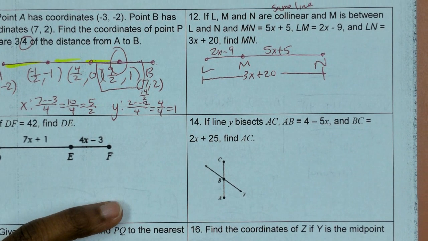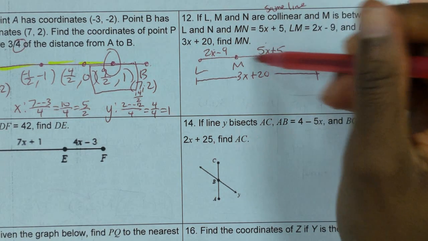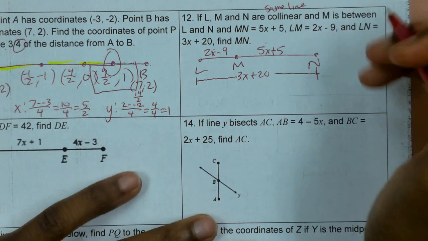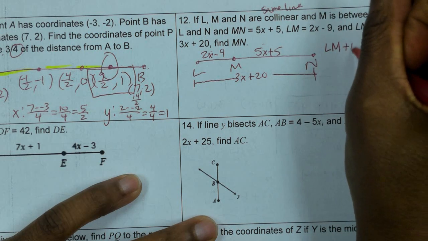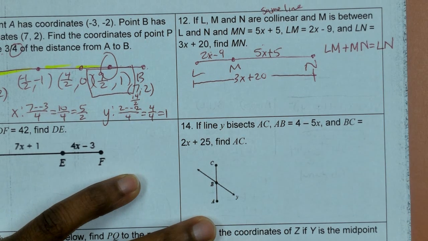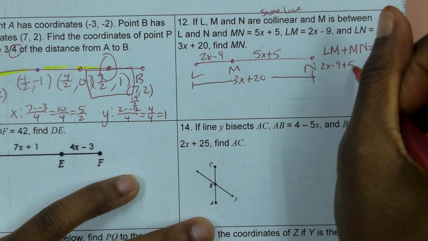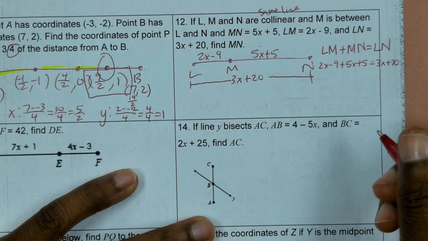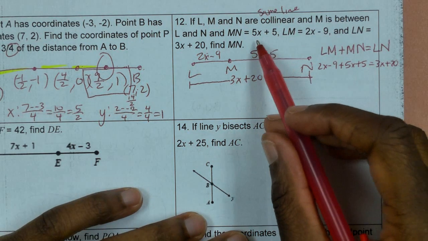So we need our segment addition equation. We can't use the midpoint equation, like setting these equal, because we don't know where M falls along here. It could be closer to L, could be closer to N, we don't know. So we have to use the whole football analogy: first down plus second down equals total possession. Substituting in, we get 2x minus 9 plus 5x plus 5 equals 3x plus 20. Then you can solve the algebra. You can pause it, solve the algebra, and then plug back into MN because they want MN.